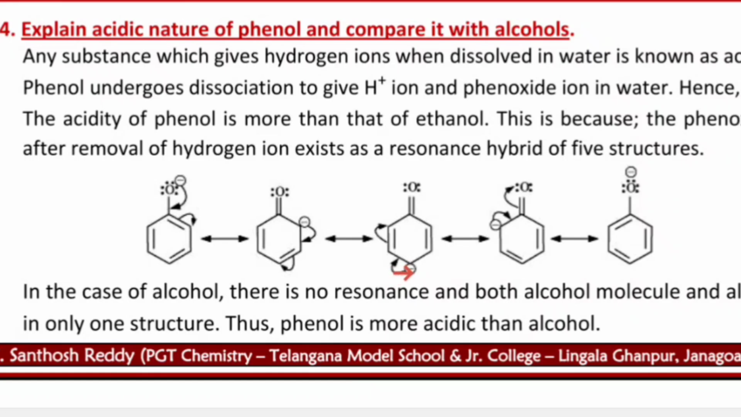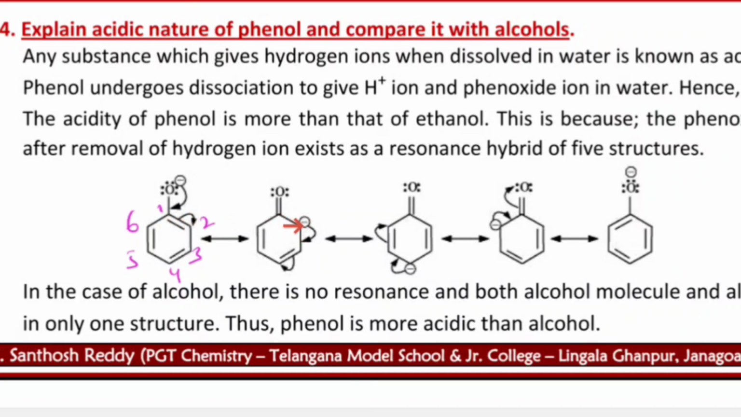That means one electron pair is at this carbon, that is the 4th carbon. Actually, shall I give the numbering to these carbons so that you can understand easily? This is carbon number 1, this is carbon number 2, carbon number 3, carbon number 4, 5 and 6. That means whenever this first electron pair comes between oxygen and carbon number 1, the electron pair, that is pi electrons, moves to carbon number 2, so that we get a negative charge at carbon number 2.